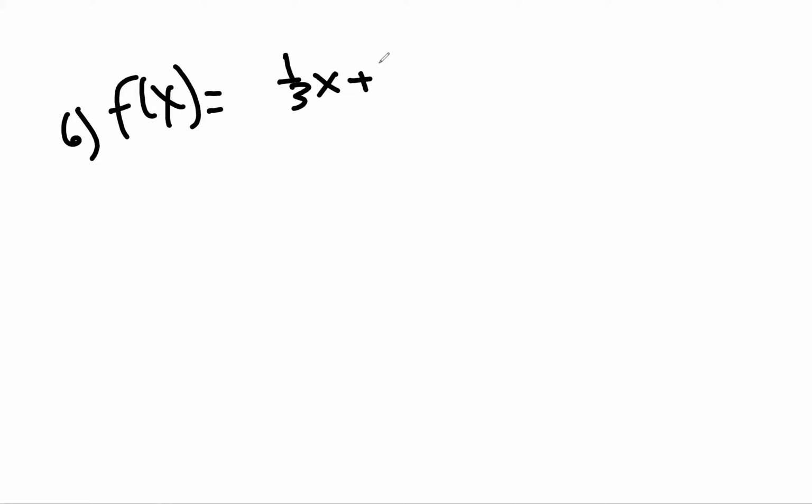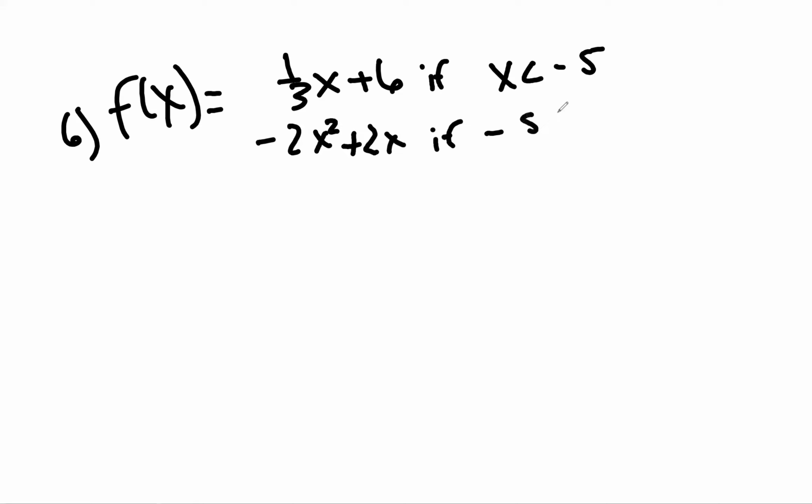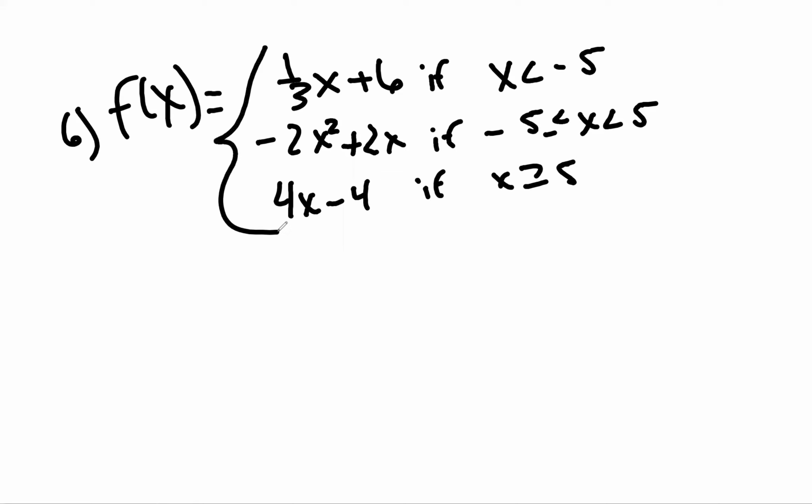So the last question for the day, number 6, is going to be f of x equals 1/3 x plus 6 if x is less than -5. Then -2x squared plus 2x if -5, and this is one of those wonky ones that we had a hard time reading back in the day, so we'll talk about that in just a second, or 4x minus 4 if x is greater than or equal to 5. So here are my 3 functions.